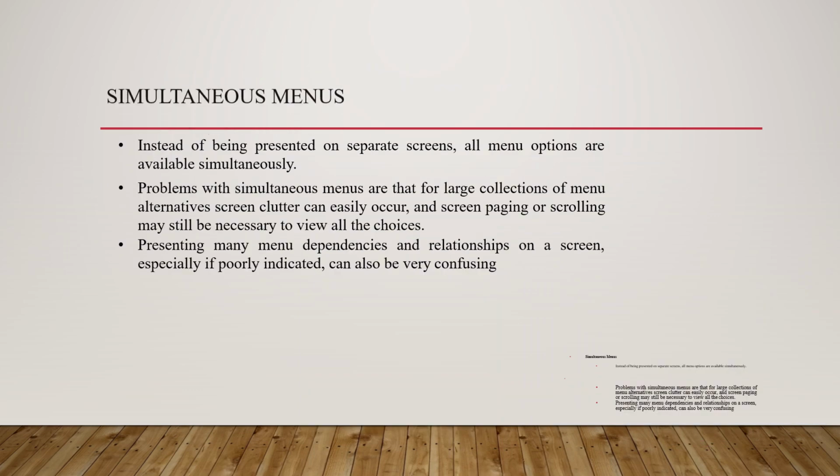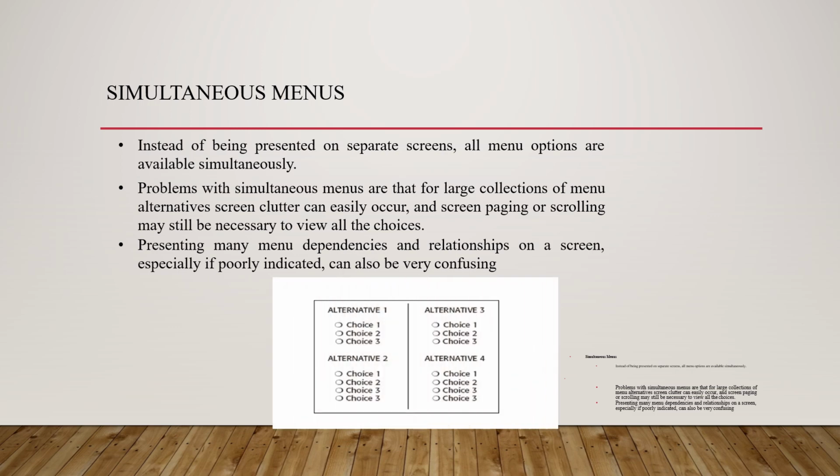Then the third type is the simultaneous menus. Instead of being presented on separate screens, in simultaneous menus, all options are available simultaneously. That is, all the alternatives will be present parallelly here, not like the sequential linear menu.